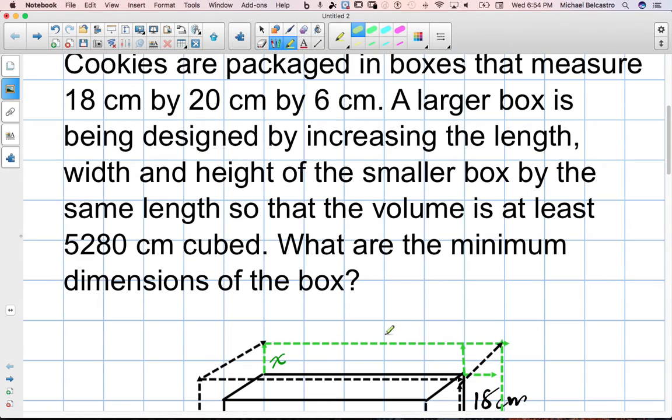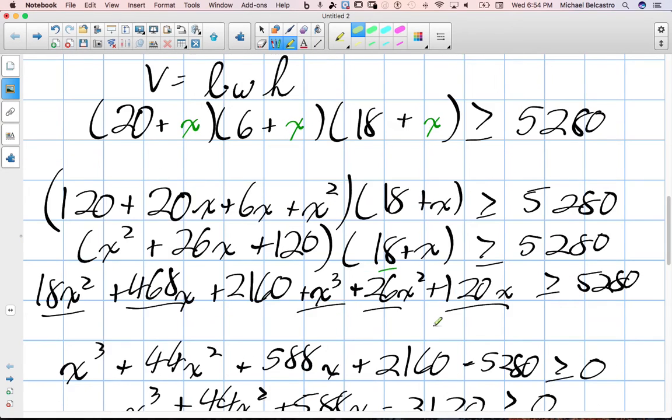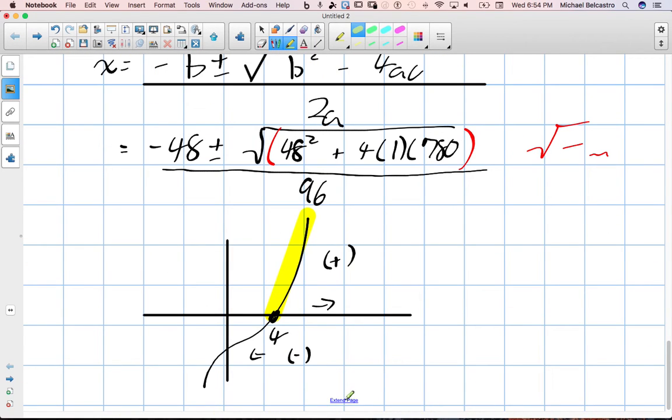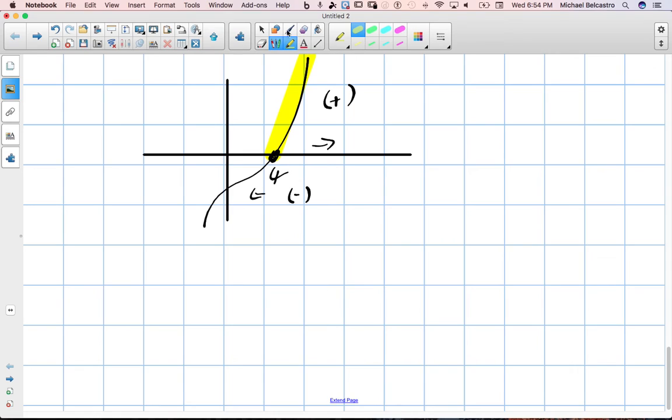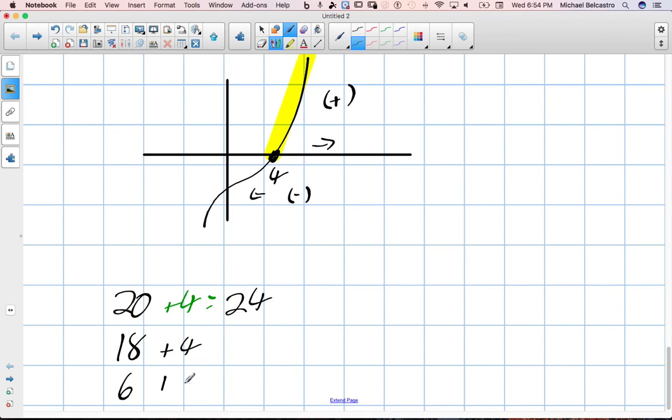So what are the minimum dimensions of the box? Well, we take the original dimensions of the box, and we know that the minimum value is 4, and anything greater than 4 will suffice for us. So we had a width of 20, so 20 plus 4 gives us 24. We had a width of 18 and a depth of 6. We add 4 to each of those because that's our x value that we found, 22 and 10.